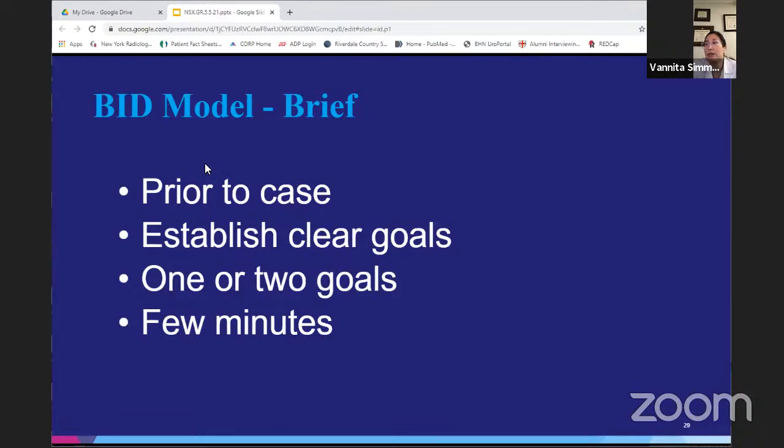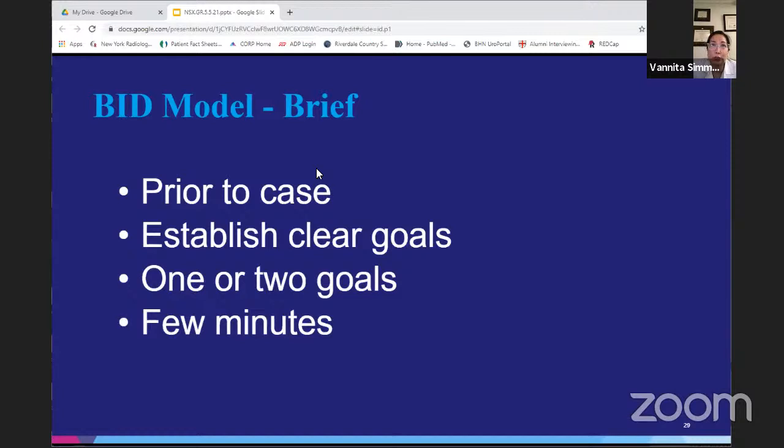So just to move quickly through this specific model, the briefing is prior to a case. It's very similar to the timeout or surgical pause. Some attendings in my department, we not only do the surgical pause, but we also do an educational timeout, which can be helpful to say, okay, today Dr. So-and-so is going to do this part of the case, and this is what we're going to focus on.